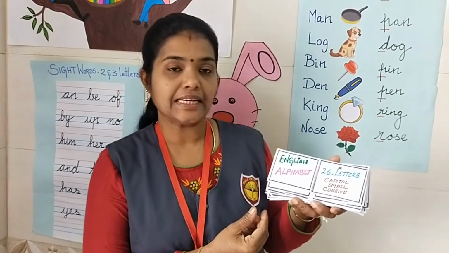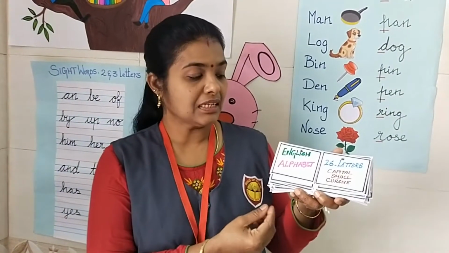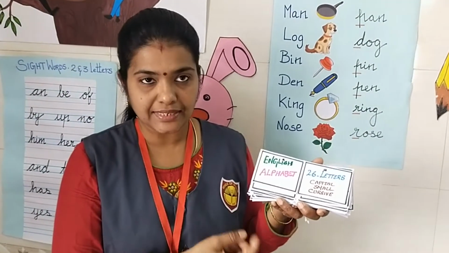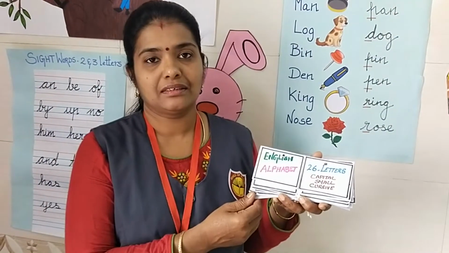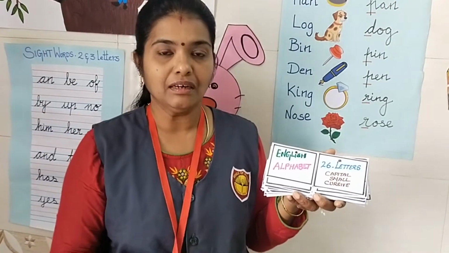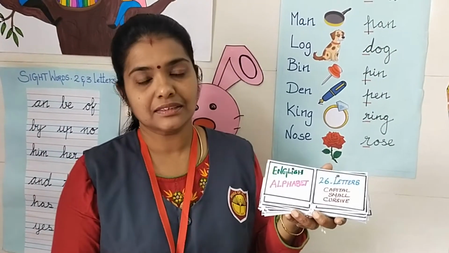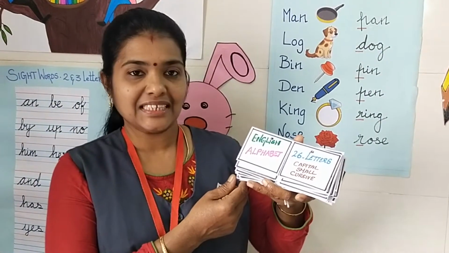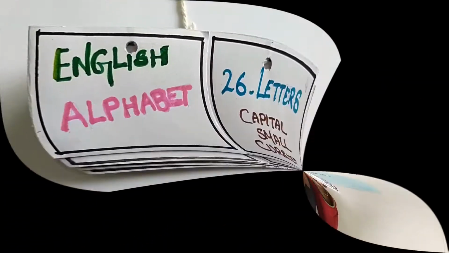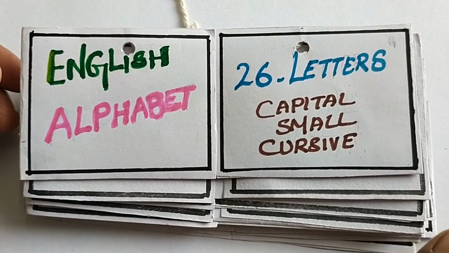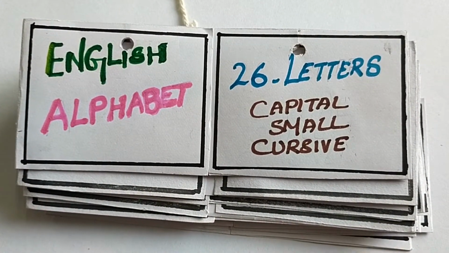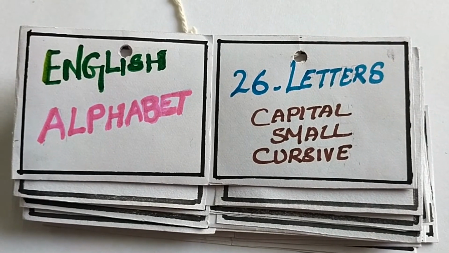Children, in today's class we are going to see the English alphabet, that is 26 letters, in three formats. One is capital letter, small letter, and cursive letter, with this mini book. Let's see how it works. Come on, children, look at this. English alphabet, 26 letters. Capital, small and cursive letters.